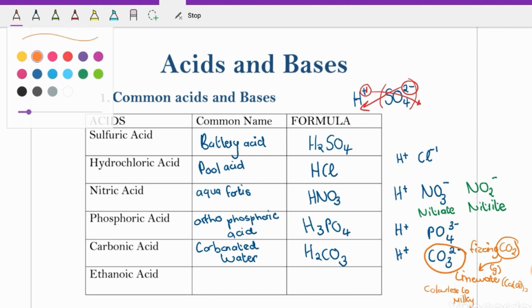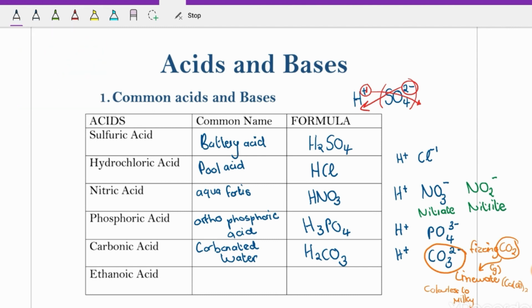Then lastly, for the acids, we're just going to look at ethanoic acid. Ethanoic acid is also known as acetic acid. And basically it is just vinegar, but of course very diluted, so you might have maybe 4% of acetic acid in your vinegar. The formula for this is CH3COOH. Now some of you might have never seen a formula like this, and that's because it's an organic acid.